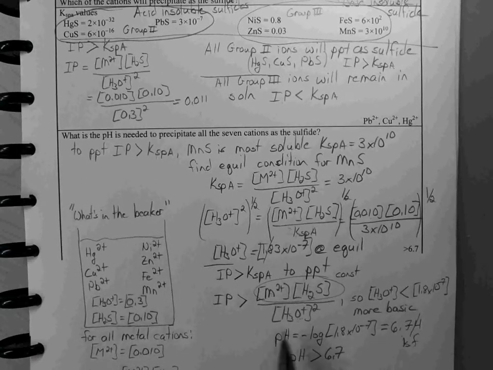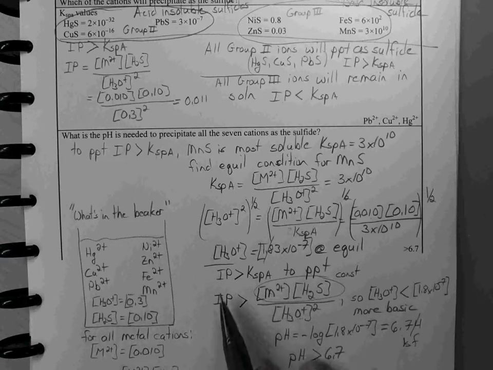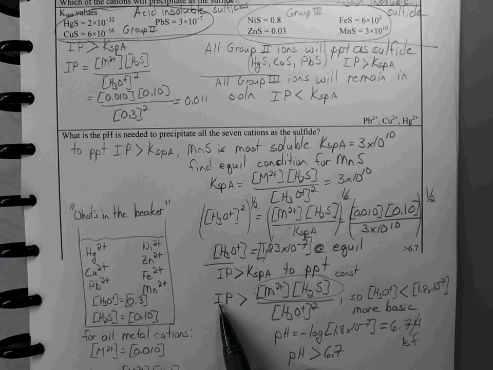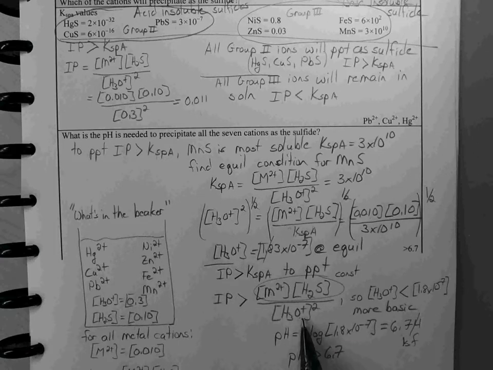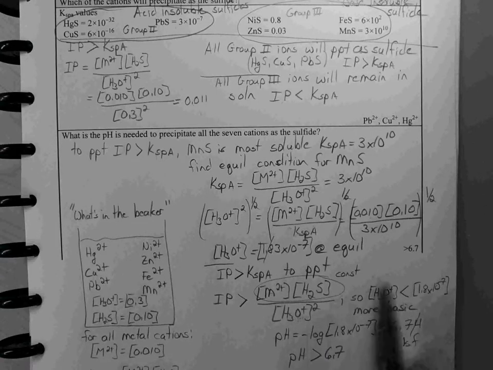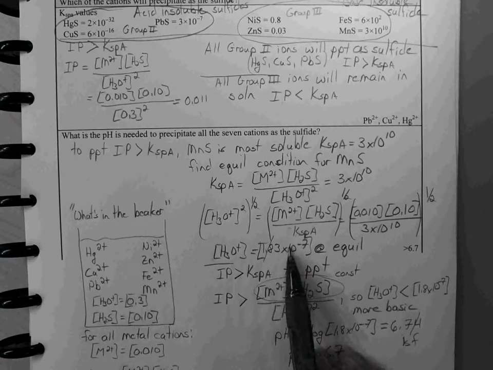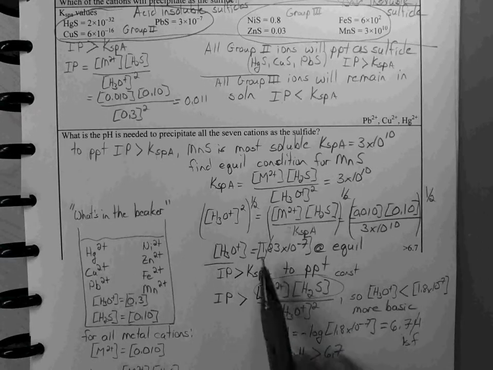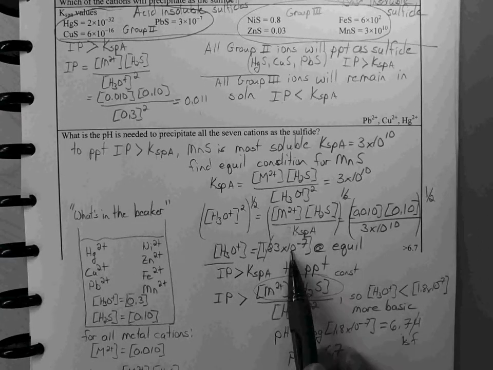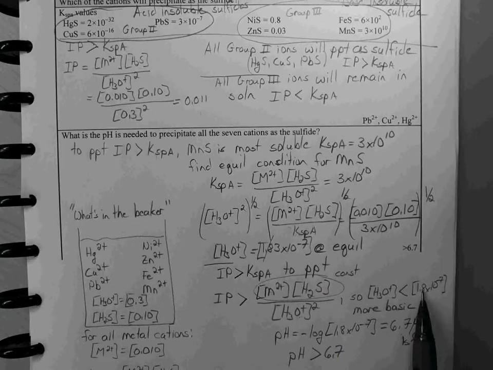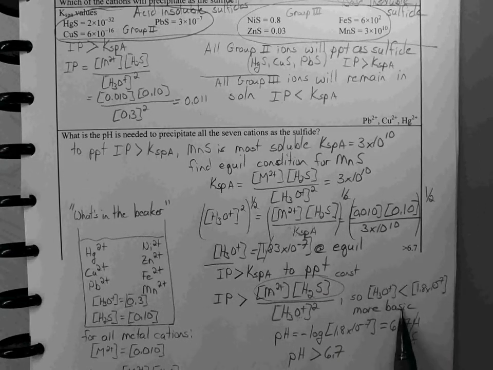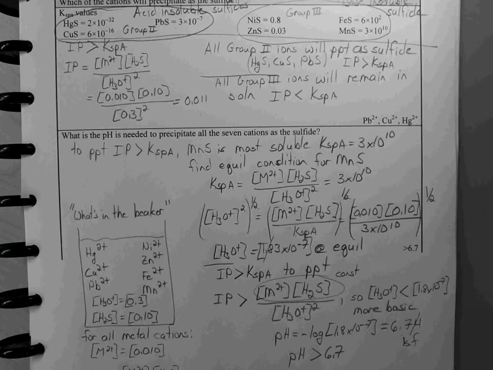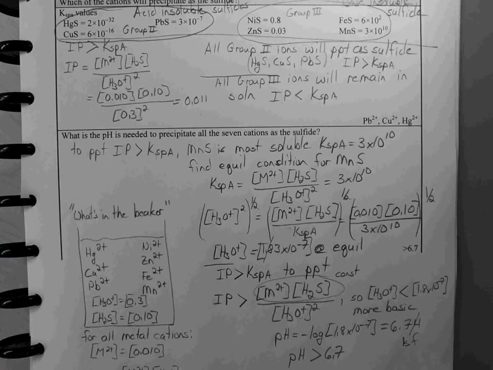So again, we want IP to be greater than KSPA. Since H3O+ ion concentration is in the denominator, it needs to be smaller than the concentration at equilibrium. Here's our equilibrium concentration. H3O+ ion has to be smaller than this value, so it has to be more basic, and therefore the pH has to be more basic than 6.7.